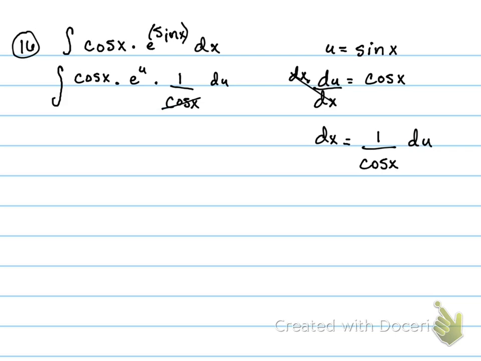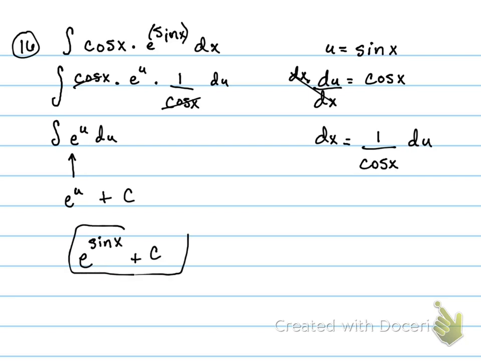So now my cosine x's cancel, and we're just left with the integral of e to the u du. And we know that e to the u, when you take the derivative of that, you get e to the u as well. So this is just going to be e to the u plus c. So we have e to the sine of x, since u is sine x, plus c. And that would be our final answer. Okay.